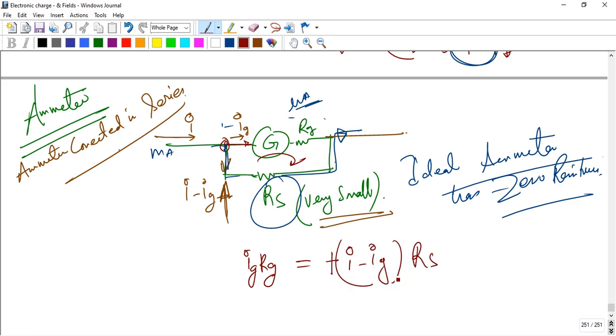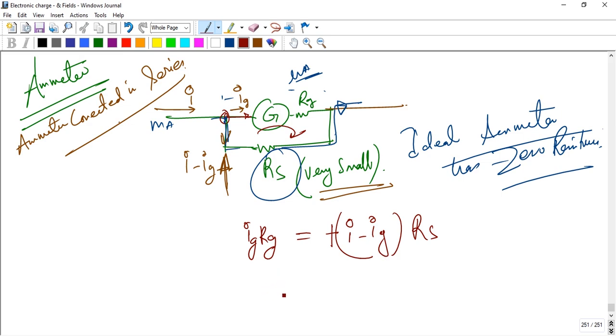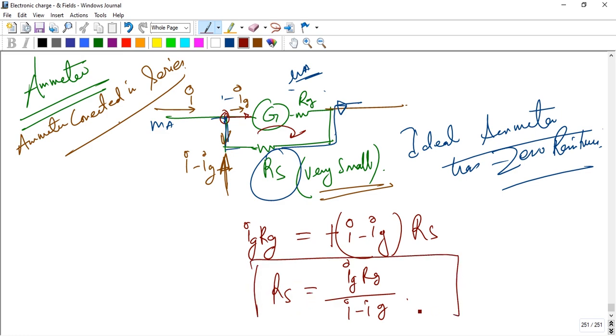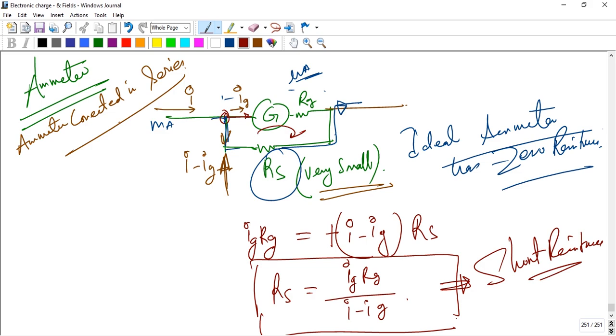So here RS is equal to IG RG divided by (I minus IG). You see that this is RS, and this resistance has another name. It is called shunt resistance, because its value is very, very low.